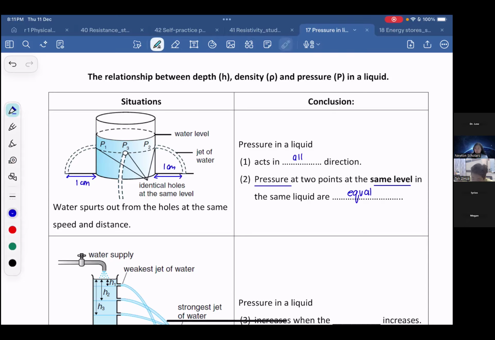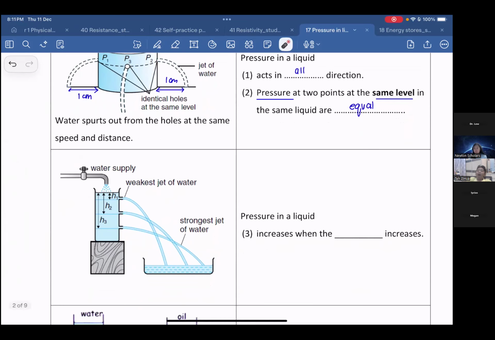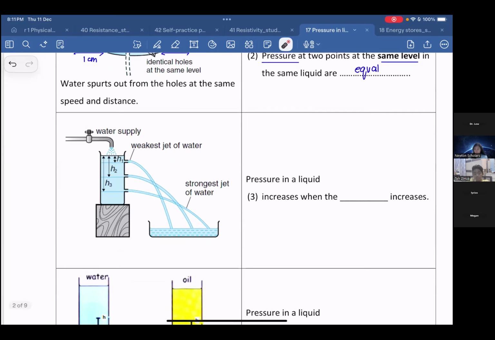Then it acts in all directions. So no matter where you put the hole, the water will come out. So we understand that water pressure pushes the water out, okay? So this is the first one. We know that it acts in all directions, as long as they have the same depth, same liquid level, the pressure will be the same. Okay, second diagram here.